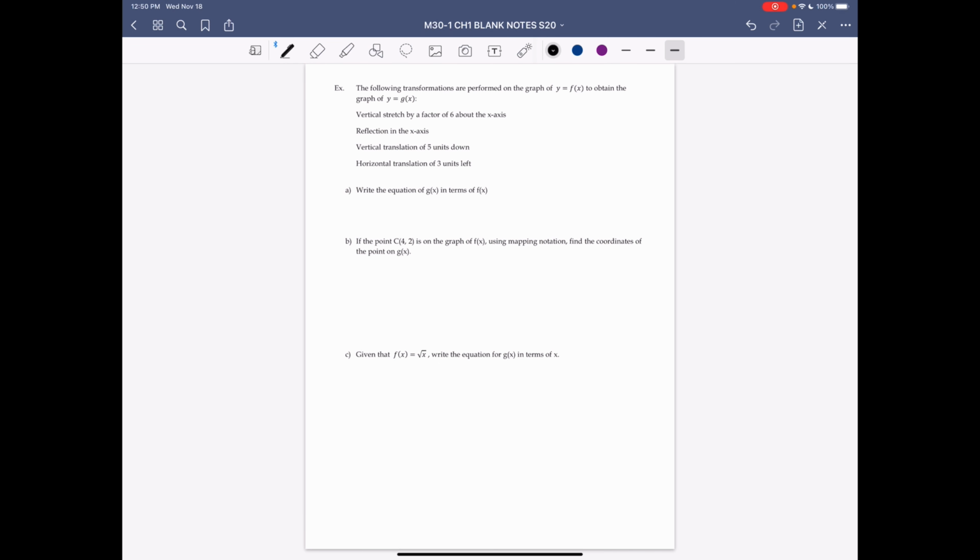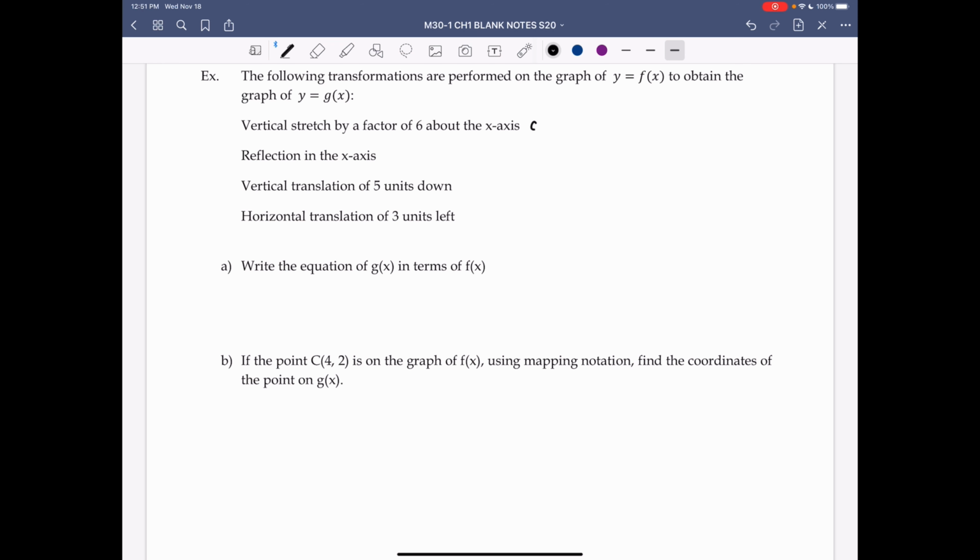The following transformations are performed on the graph of y equals f of x to obtain the graph of y equals g of x. Vertical stretch by a factor of 6 about the x-axis. That gives us an a value equal to 6. Reflection in the x-axis, that means a is negative, so a equals negative 6 then. Vertical translation of 5 units down gives us a k of negative 5, and a horizontal translation of 3 units left gives us an h equal to negative 3.